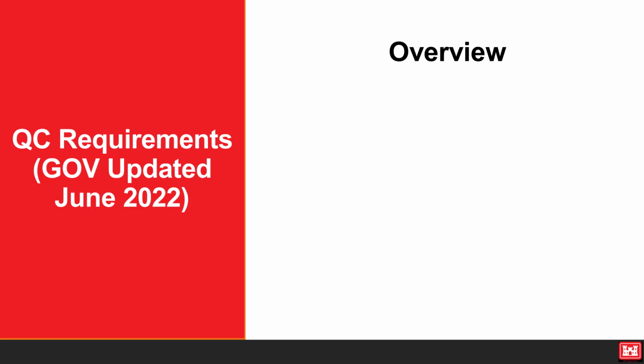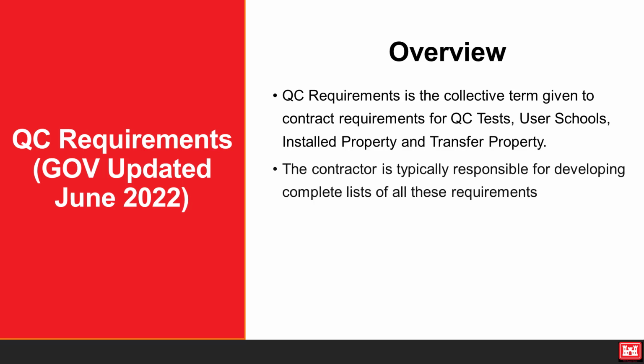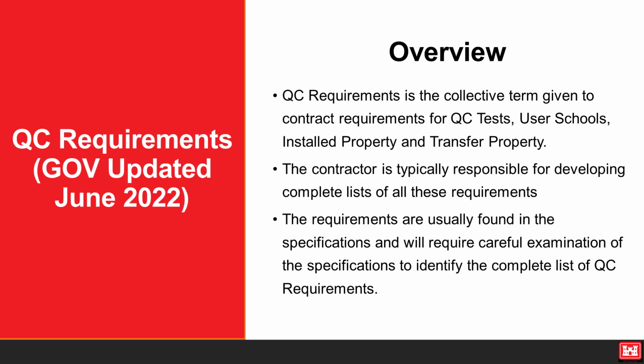Now let's get started. QC requirements is the collective term given to contract requirements for QC tests, user schools, installed property, and transfer property. The contractor is typically responsible for developing a complete list of all these requirements and inputting these into RMS. However, for this demonstration, we will do this in government mode. The requirements are usually found in the specifications and will require careful examination of the specifications to identify the complete list of all QC requirements.